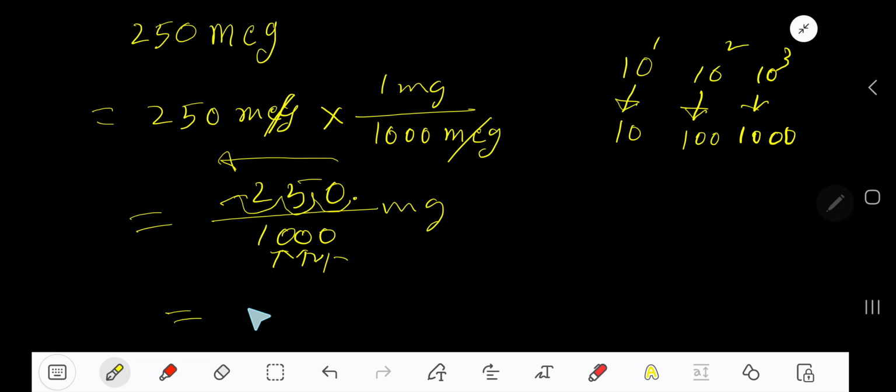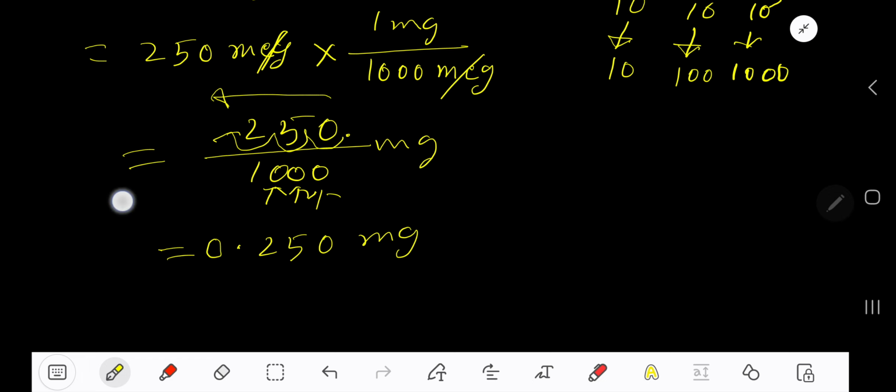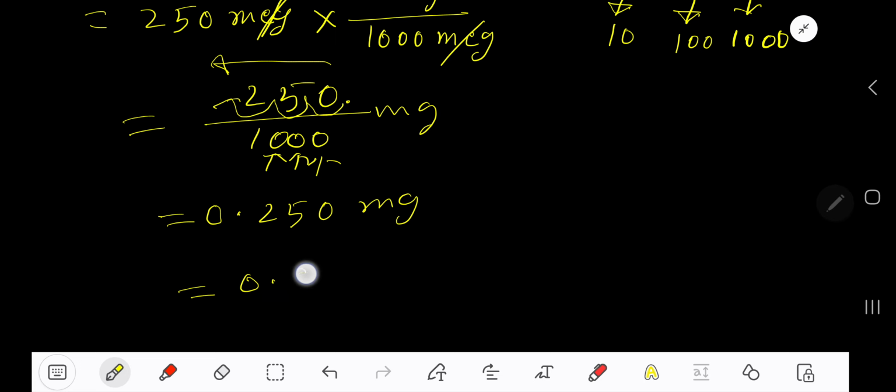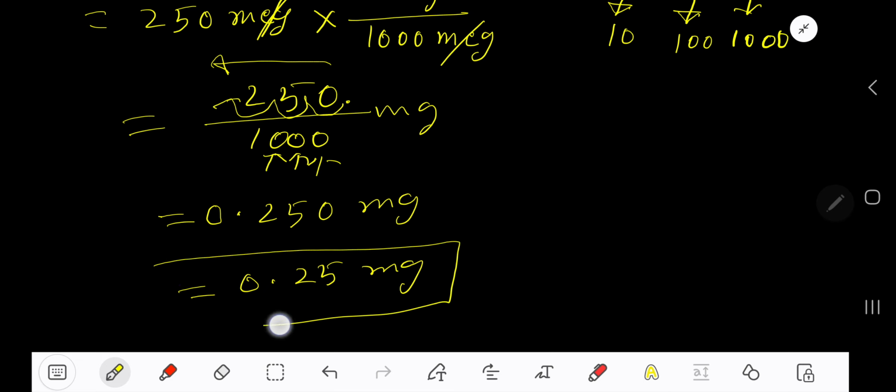So we are getting decimal 250 milligram. You can add one more zero to mean that this number is less than 1. So our answer is 0.25 milligram. You can omit this trailing 0. So this is the answer.